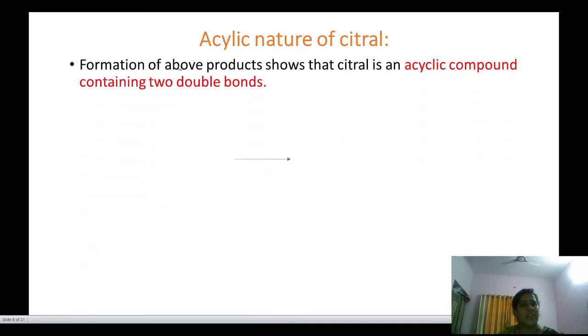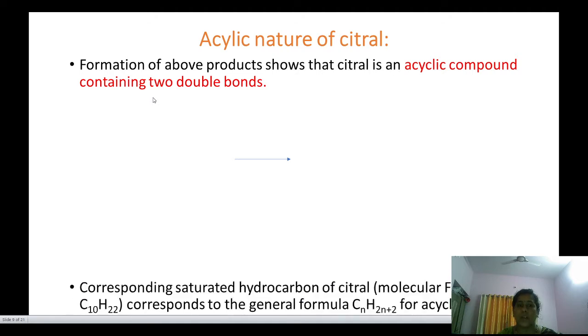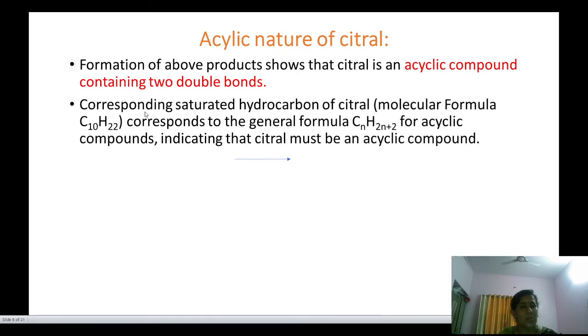Next, acyclic nature of citral. Formation of the above two products shows that citral is an acyclic compound containing two double bonds. Also, the corresponding saturated hydrocarbon of citral, having molecular formula C10H22, corresponds to the general formula CnH2n plus 2, because n is taken as 10. Therefore, 2n plus 2 is equal to 10 into 2, 20, 20 plus 2 equals 22, for an acyclic compound, indicating that citral must be an acyclic compound.